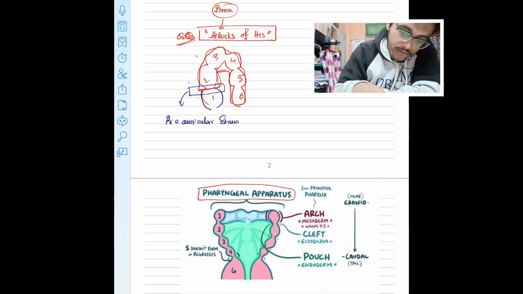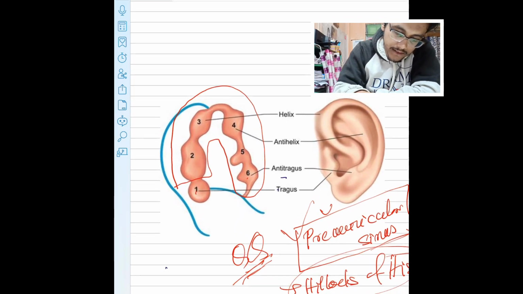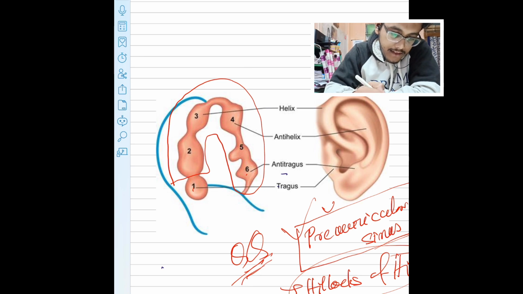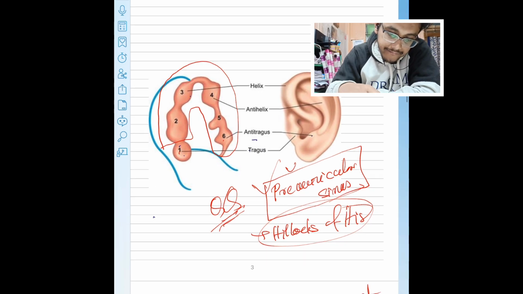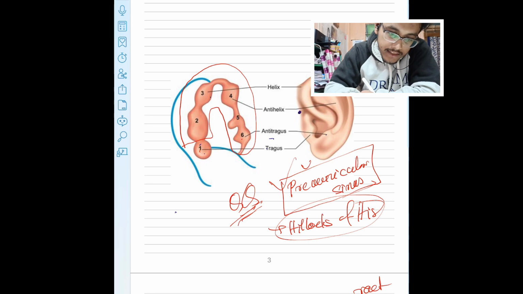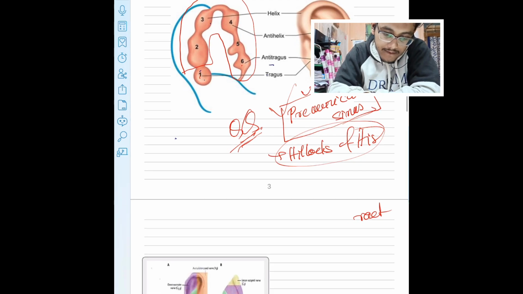Let's see some photos. You can see the pinna is developed from these auditory tubercles or hillocks of His. The first one develops as the tragus, then the opposite, the sixth one, develops as the antitragus, the third one is the helix, and the fourth one is the antihelix. So somewhere in this area, when there is a fusion failure, it may lead to pre-auricular sinus formation. That is the exam question. Fine.